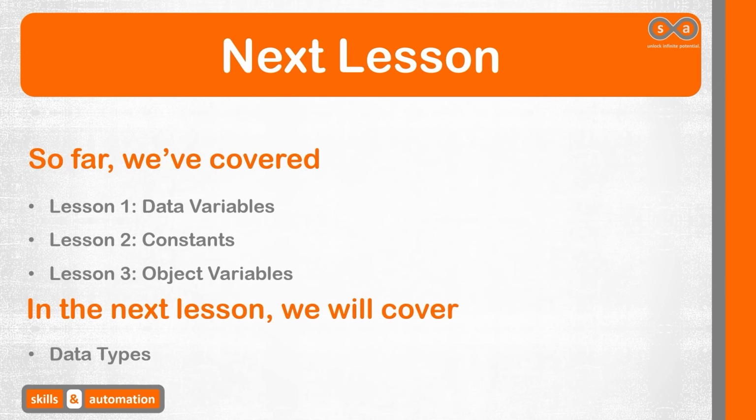In these past 3 lessons, we have covered different flavors of variables. Data variables, which use values such as numbers and text, constants whose values won't change once assigned, object variables, which refer to objects. In the next lesson, we will deep dive into how to effectively use data types.